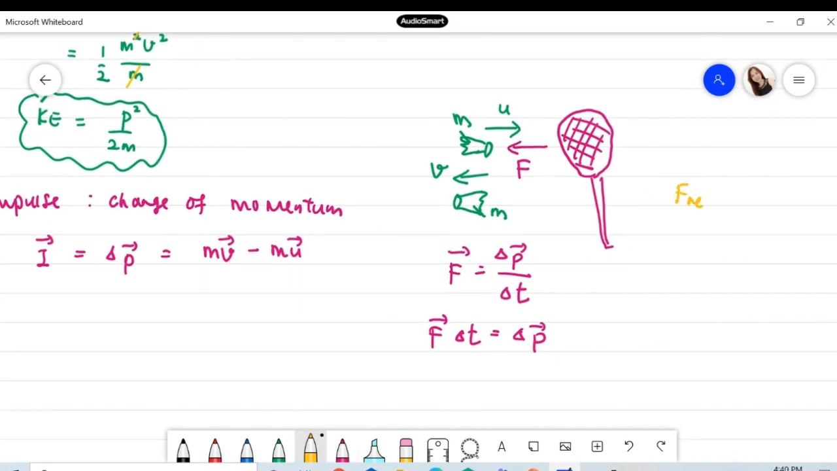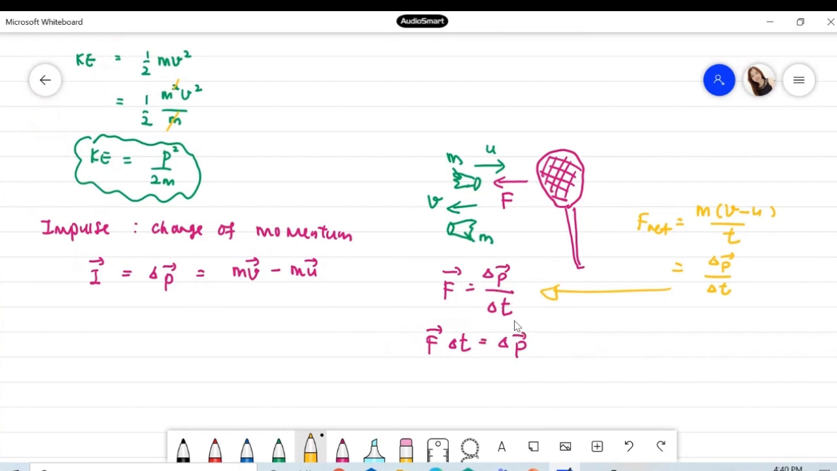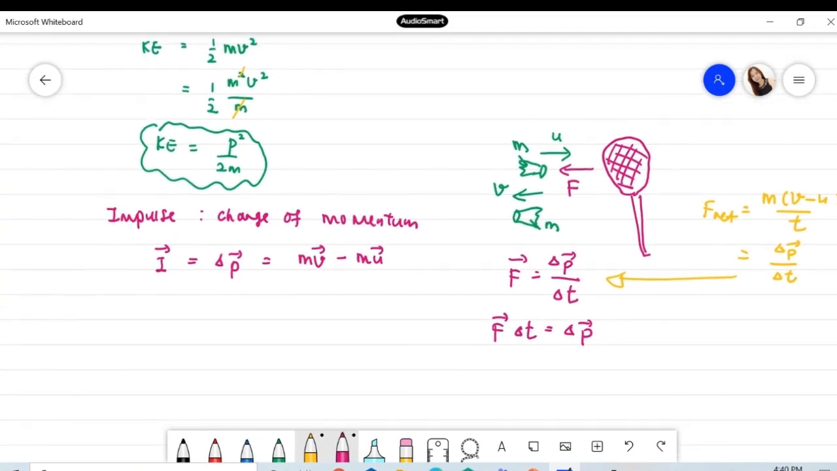The net force that you apply is equal to the rate of change of momentum, which is m(v minus u) divided by t. So here mv minus mu is the change of momentum divided by t. That's why you will get this. If I multiply the term t with F, you will get the change of momentum. So impulse is also defined as a change of momentum. Therefore, the impulse is also equal to the product of F multiplied with t. This is called impulse.